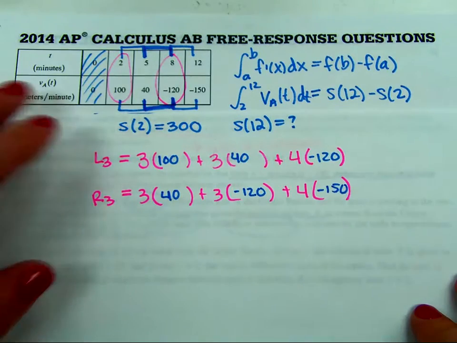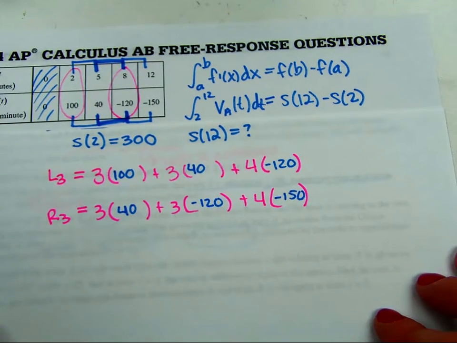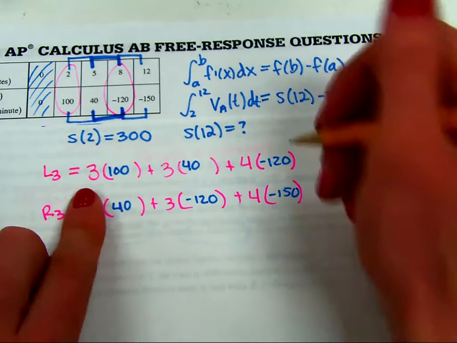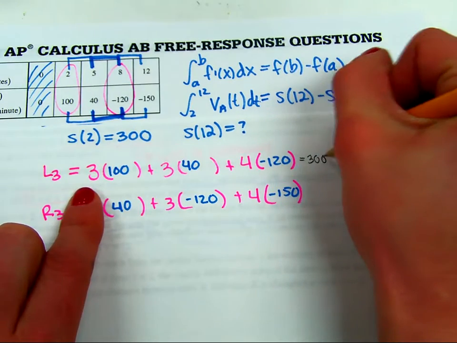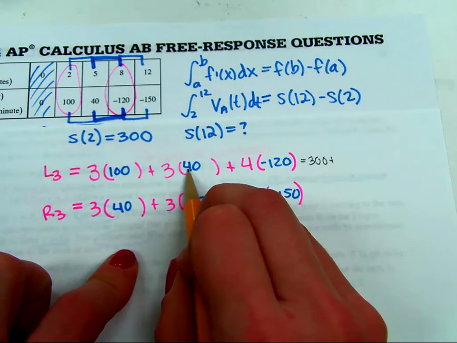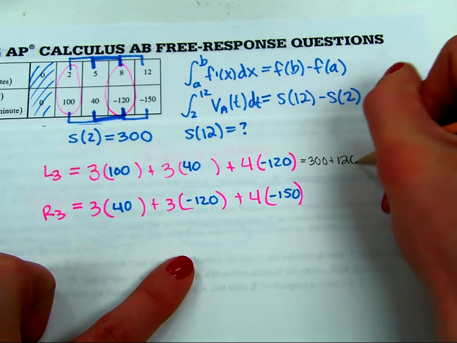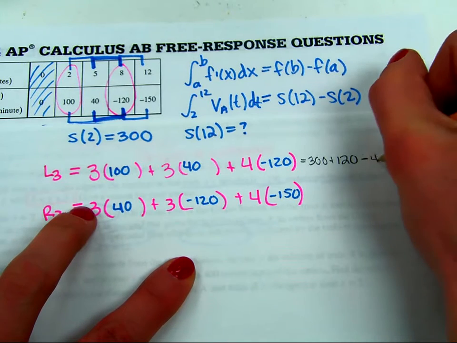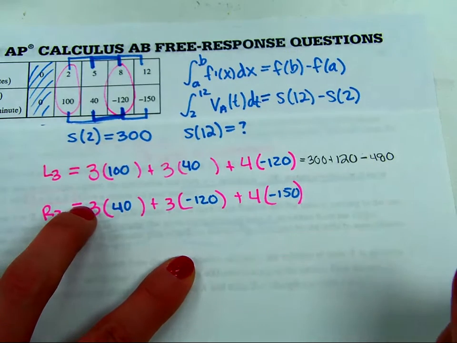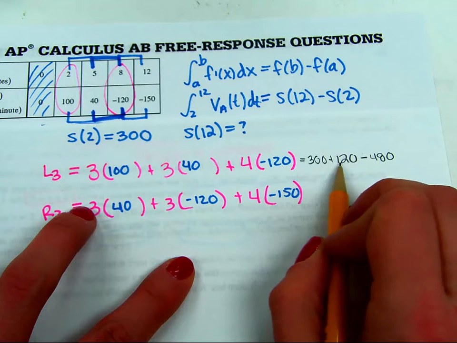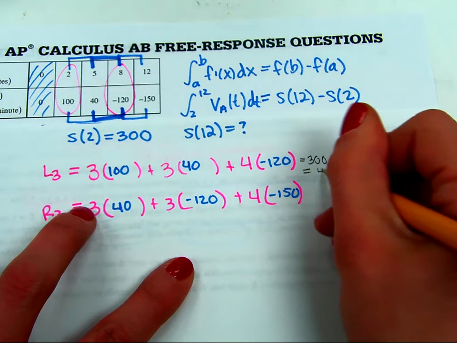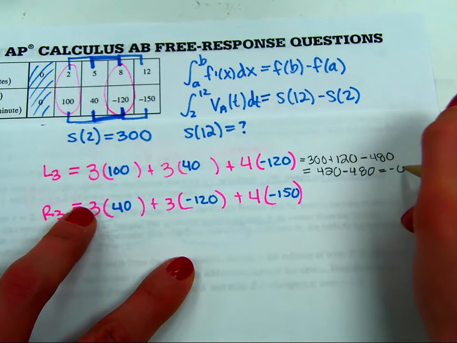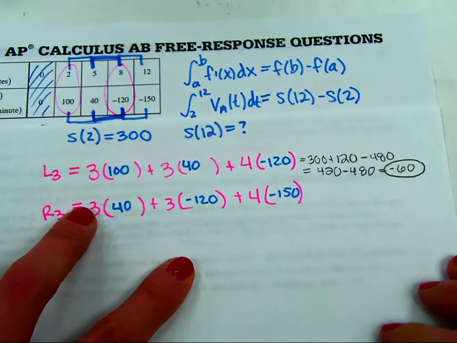And we have to actually do this without a calculator. This is a no calculator problem. So let's think about this. 3 times 100 is 300 plus 3 times 40 is 120, minus 4 times 120 is 480. If we add these together, 300 plus 120 is 420, minus 480, which looks like negative 60. That is our left Riemann sum.